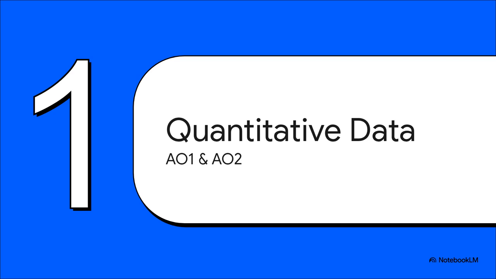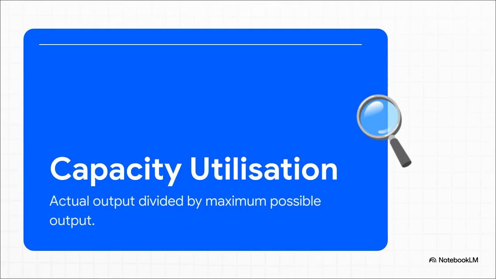Section 1. Quantitative operations data. Okay, so operations is all about maximizing output while minimizing costs, right? And you just can't do that without the right data at your fingertips. Let's start with a foundational metric, capacity utilization. Basically, this formula tells a business whether they are stretching their resources way too thin or if they've got incredibly expensive machinery just sitting there collecting dust.